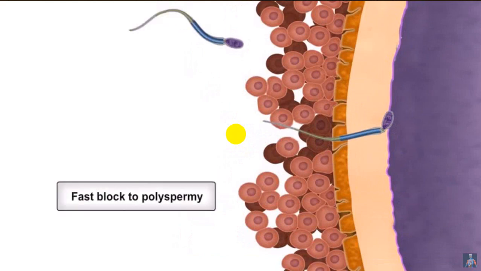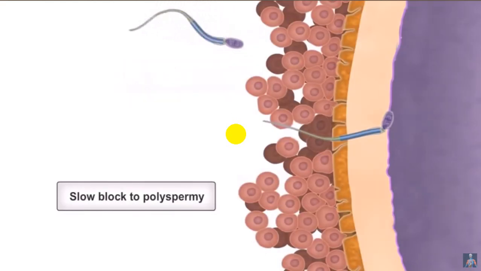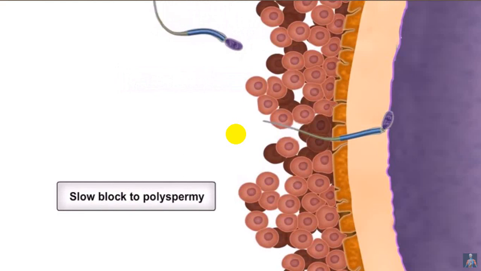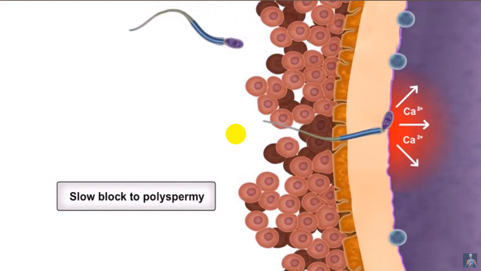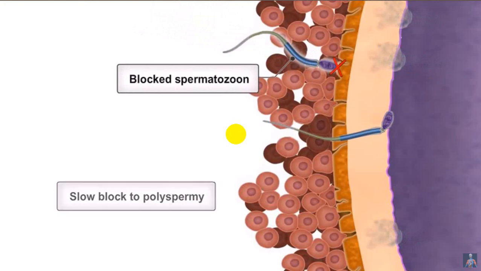During fast block to polyspermy, after fusion, the oocyte membrane depolarizes, preventing other spermatozoa from fusing with it. Slow block to polyspermy is also stimulated by this depolarization. During slow block to polyspermy, a wave of intracellular calcium is released, causing small cortical granules beneath the oocyte membrane to release their contents, rendering ZP3 inactive and making the zona pellucida impermeable.